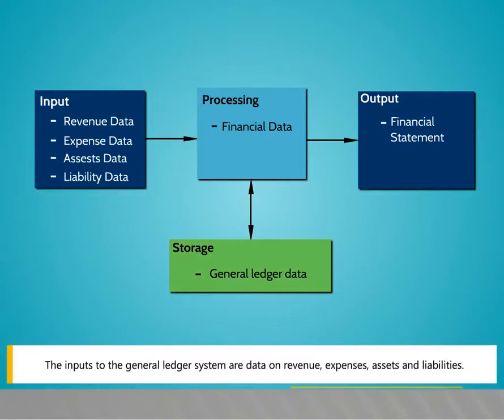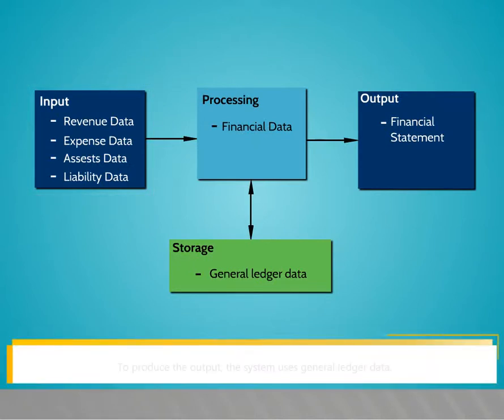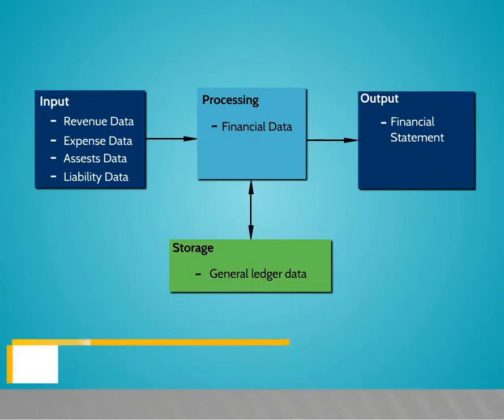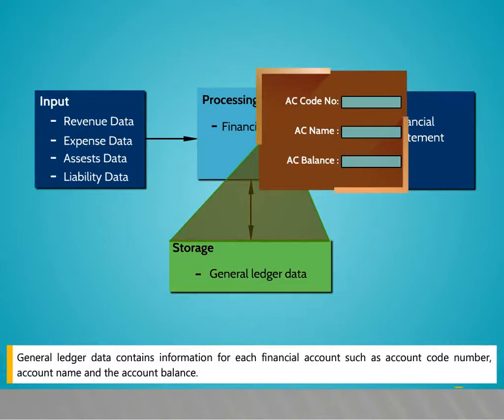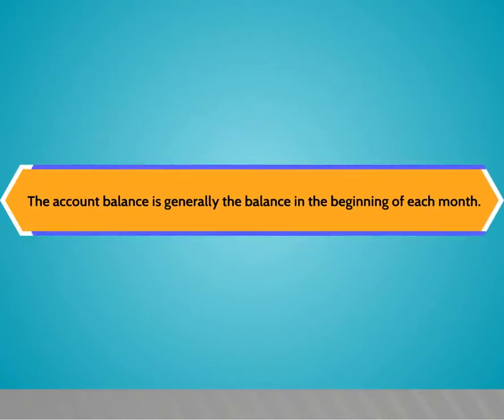The input to the general ledger system are data on revenue, expenses, assets, and liabilities. To produce the output, the system uses general ledger data. General ledger data contains information for each financial account such as account code number, account name, and the account balance. The account balance is generally the balance in the beginning of each month.